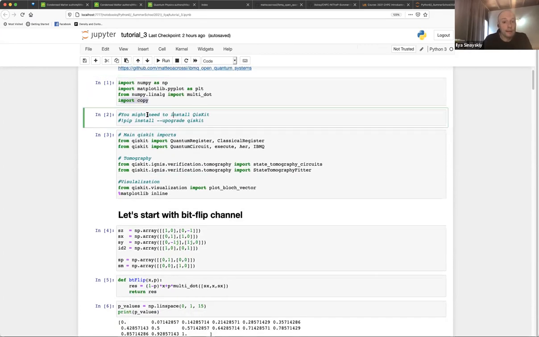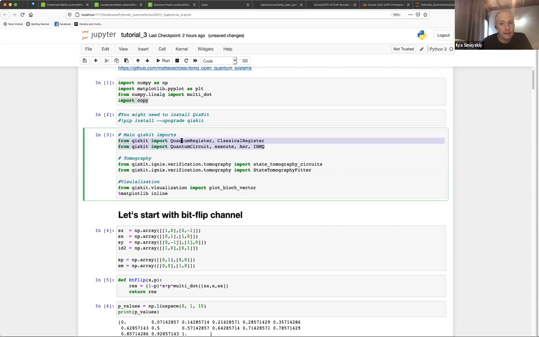If you don't have Qiskit, you need to run this, and you can do it from inside. I don't need it, I already have it. We're going to use a couple of things from Qiskit. The first one is something called a quantum register, so we need qubits. And we need measuring of qubits, so those are classical registers. We need an object called a quantum circuit, which is how the qubits come together.